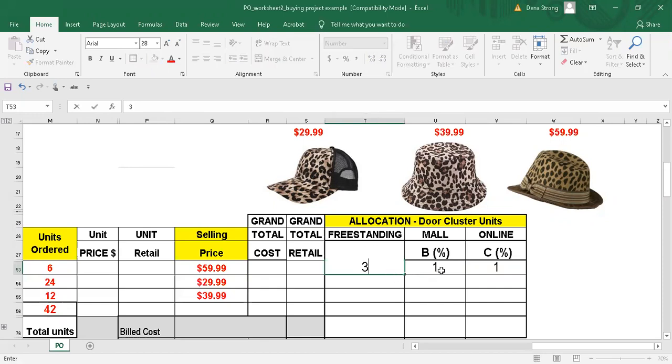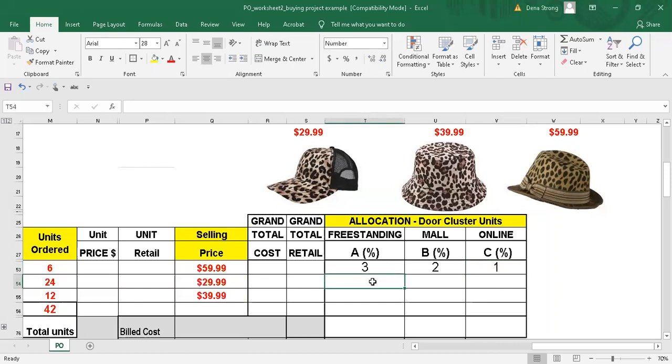So I'm going to give the freestanding store 3 hats. I'm going to give the mall 2 hats because this is a moderately priced hat, although it is slightly higher. And then I'll give the online customer 1 hat because again, this customer likes more affordably priced merchandise. Typically under $50 is affordably priced. Okay, so let's now go to hat number 2.